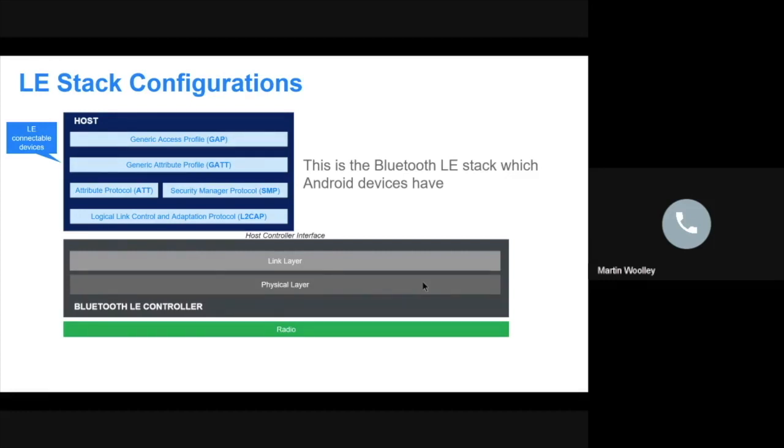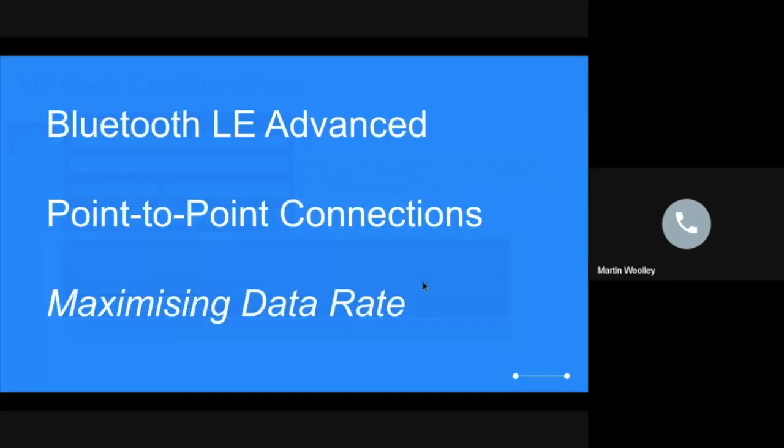Now, what I want to do now is take you through a number of issues and Bluetooth capabilities that Android has these days, particularly newer devices. I'm going to start here with the topic of data rates. And this relates to Bluetooth Low Energy when used in a point-to-point connection with an Android device. Now, data rate is a surprisingly complicated topic. Most of the time, we don't really care about it too much.